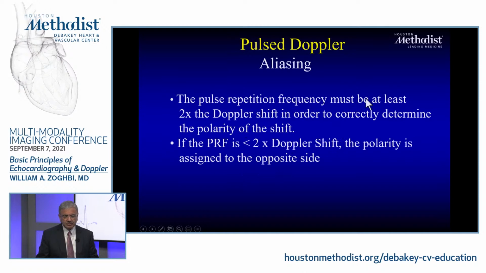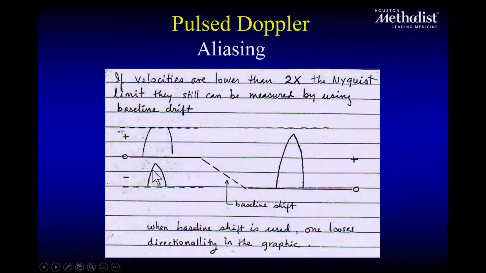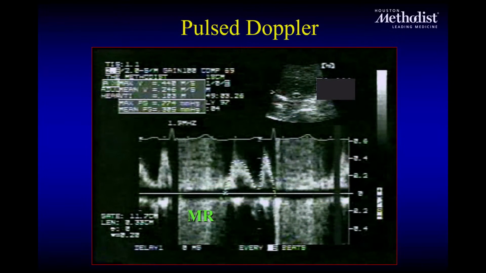So the pulse repetition frequency must be at least 2 times the Doppler shift in order to correctly determine the polarity of the shift. And we could do a baseline shift, so we can acquire almost double of that information, but beyond that we will have aliasing, right? So if let's say this velocity is too much, half of this display is put below, and then you could do some baseline shift, gain almost double of that scale, if you know which direction the red cells are going. So this is to try to play around and overcome some of these limitations.